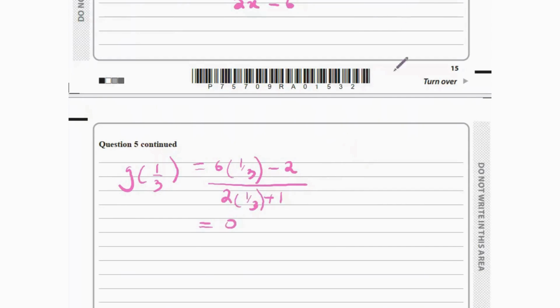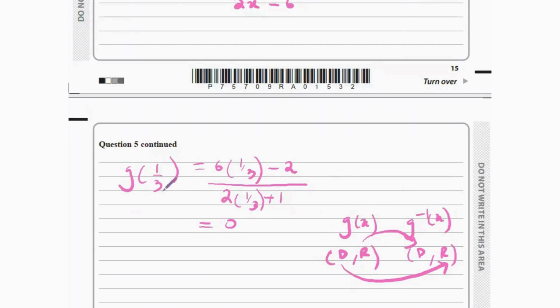If you remember from your IGCSE, if you have your original function and your inverse function, whatever is the domain and range of the original, we swap it for the inverse. So the domain of the original becomes the range of the inverse, and the range of the original becomes the domain of the inverse. So when x equals 1 over 3, we're getting a range of 0. 0 becomes your domain for the inverse, and 1 over 3 becomes the range.